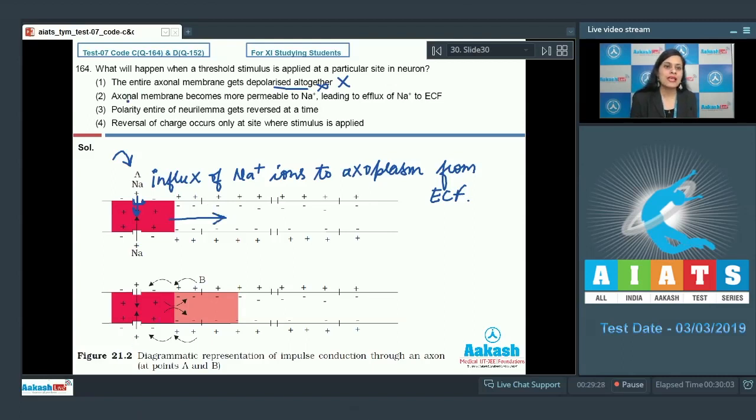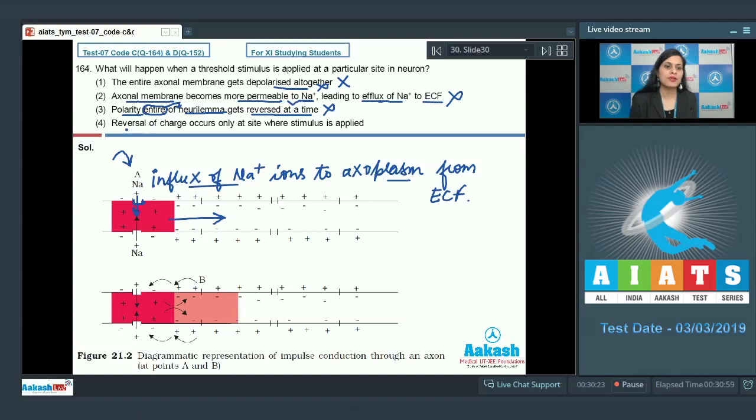The next option is axonal membrane becomes more permeable to sodium ions. Yes, leading to efflux of sodium ions to ECF, and this is an incorrect statement because this will lead to influx of sodium ions to axoplasm from extracellular fluid. The next statement is polarity of entire neurolemma gets reversed at a time, and this is also an incorrect statement. As we have just discussed, the polarity is reversed only at the site where threshold stimulus is received or applied.